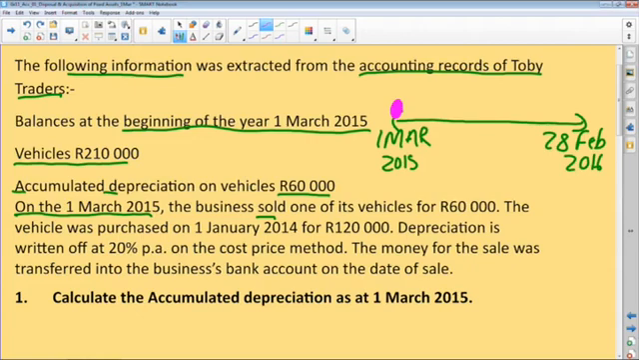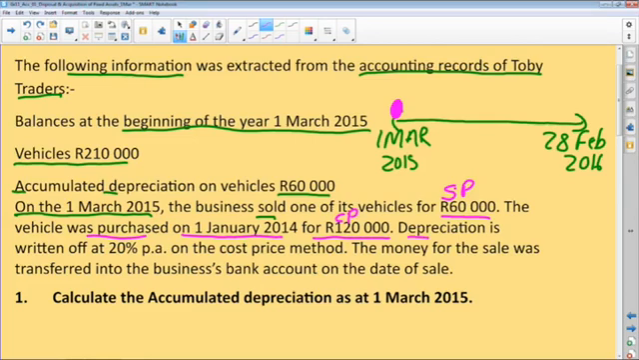Okay, so let's go back to the information. On the 1st of March 2015, the business sold one of its vehicles for 60,000. So immediately, that 60,000 is my selling price. The vehicle was purchased on the 1st of January 2014 for 120,000. So 120,000 is my cost price.